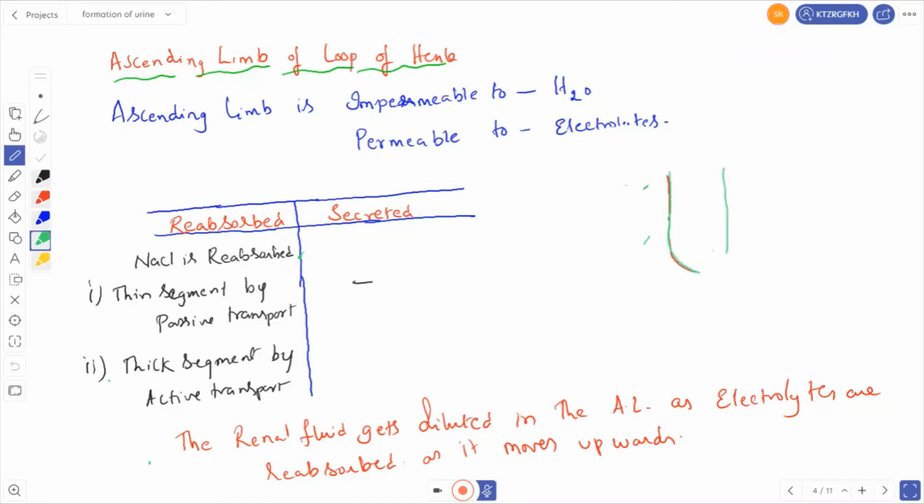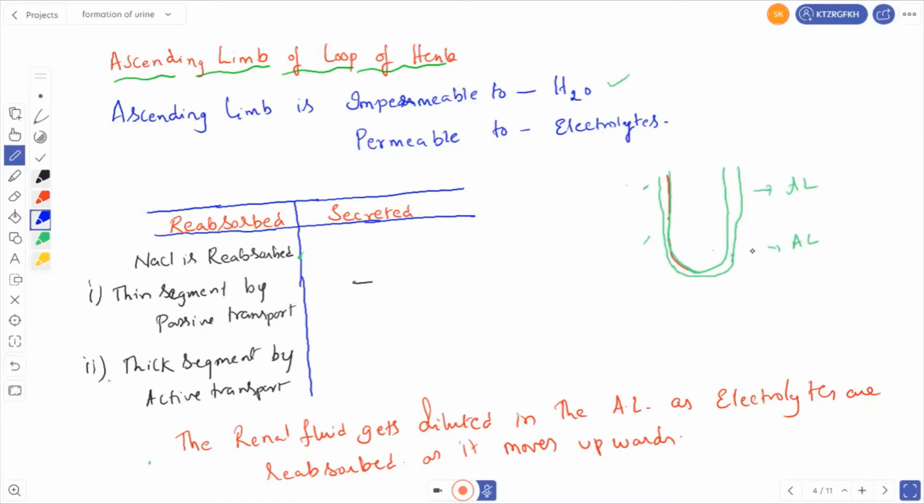So this one is the ascending limb. And the ascending limb has two parts: one is the thin part and the second one is the thick part. Okay, so this one is the ascending limb and this one is also ascending limb. The ascending limb is impermeable to water. That means from here, the water is not at all moving outside. So it is impermeable to water, but permeable to electrolytes.